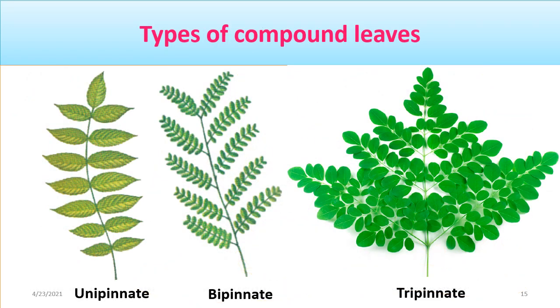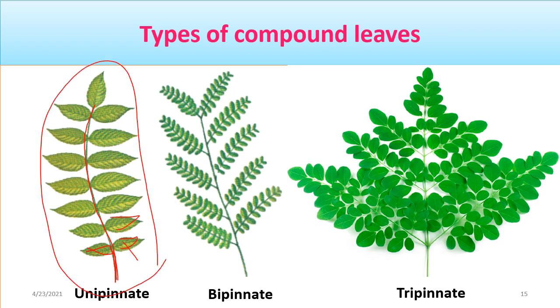Now compound leaves are of different types. If you look into the very first picture, this is the rachis up to here, this is the stalk, and this is a leaflet. This entire structure is one leaf. This individual structure is called a leaflet. Now in the very first picture, leaflets are 1, 1, 1, 1, 1, 1, 1. So everywhere they are in multiples of 1. So this is called a unipinnately compound leaf.